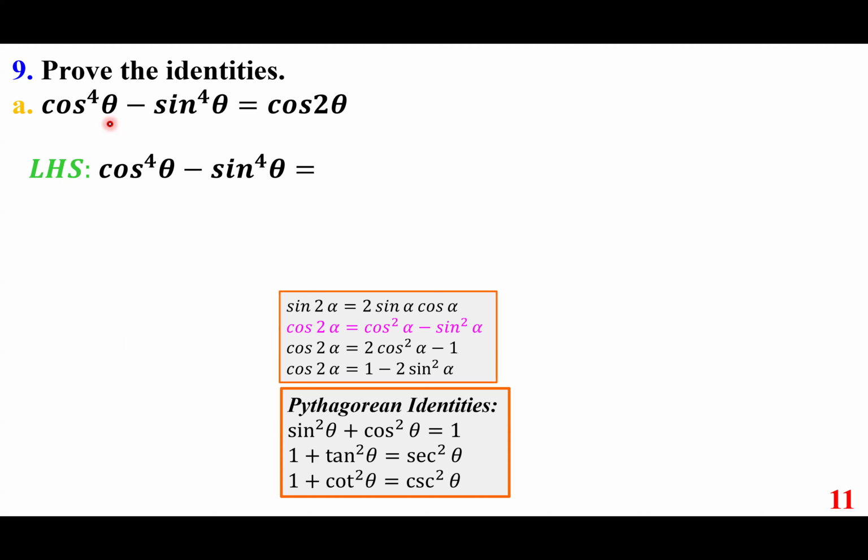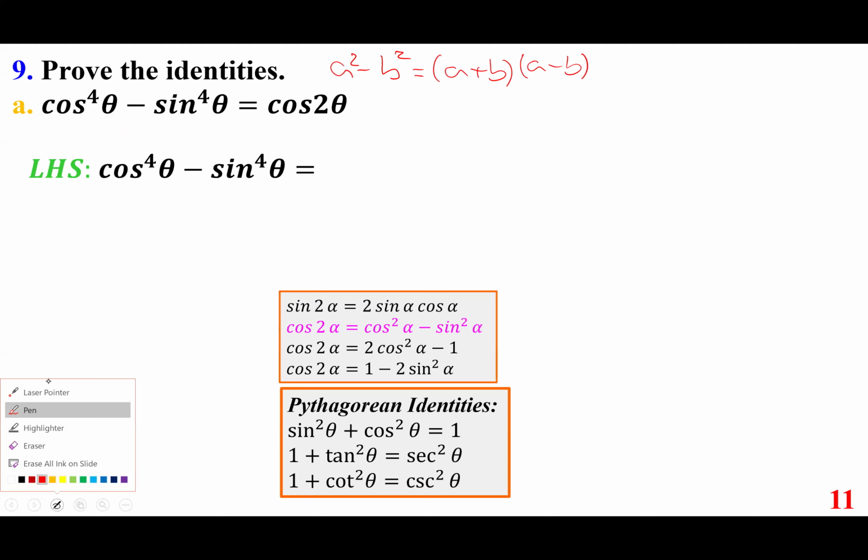And we use a squared minus b squared is a plus b times a minus b. And this is cosine squared to the second power. This is sine squared to the second power. So we have cosine squared plus sine squared times cosine squared minus sine squared.